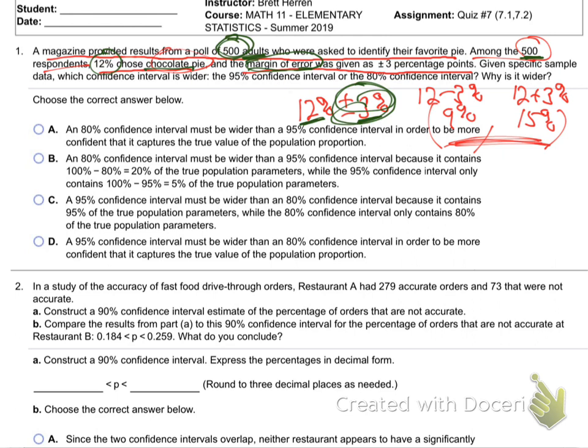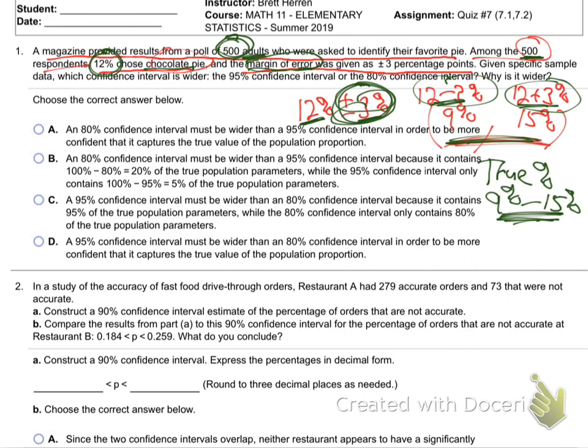So for chocolate pie, 12% in their little group of 500 like chocolate pie best. That's their favorite kind of pie. But they know there's a margin of error plus or minus 3%. So if you subtract 3% and add 3%, that means the true percentage for the whole United States is somewhere between 9% and 15%, right? That's 12 minus 3 and 12 plus 3. The true percentage for the whole nation who like chocolate pie as their favorite must be between 9% and 15%.